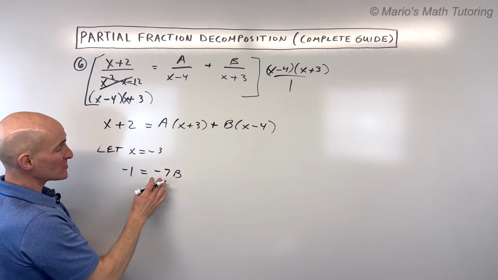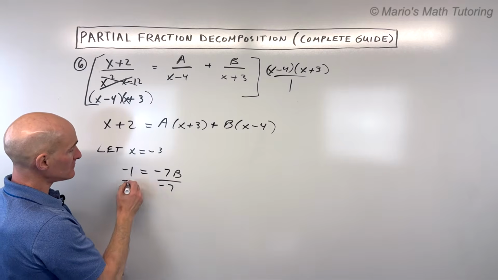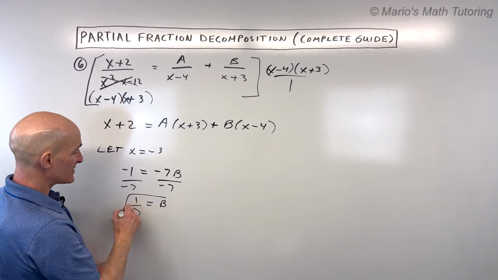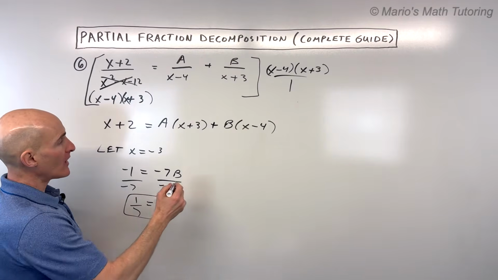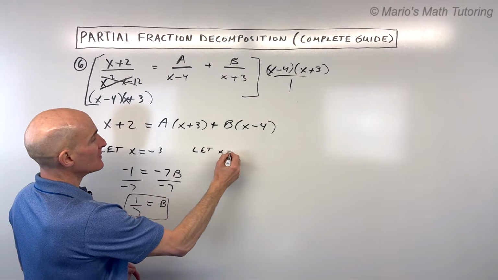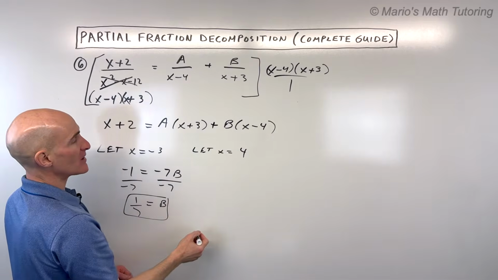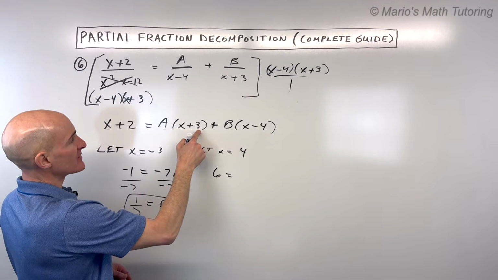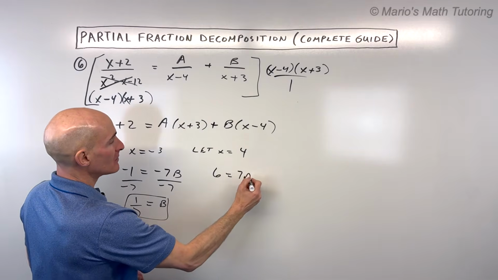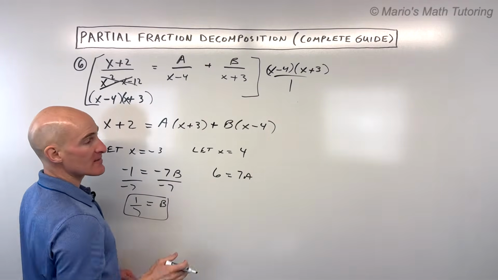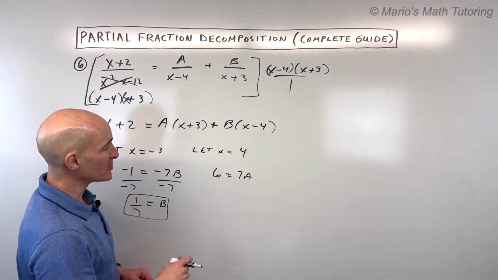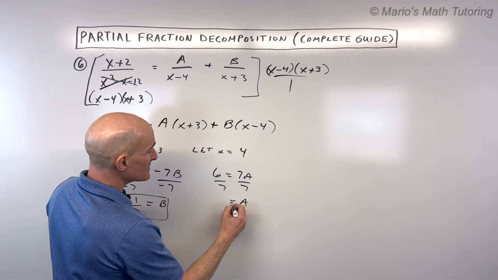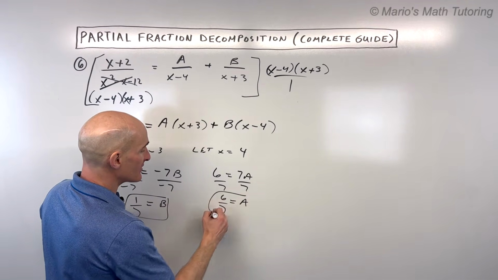Okay, so now all I have to do is divide both sides by -7, and I can see that b is coming out to 1/7. Now, let's go ahead and let x equal +4. If I do that, that's going to make this 6. That's going to make this equal to 7 times a. And 4 minus 4 is 0. 0 times anything is 0. That cancels out that group or term. If I divide both sides by 7, you can see that a is equal to 6/7.